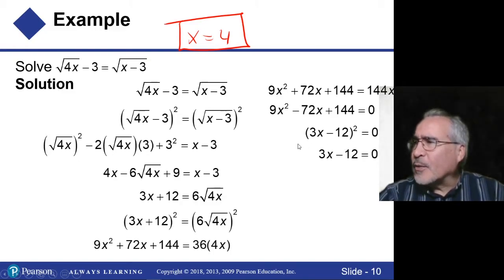Then you take the square root of, well, actually, this is 3x minus 12 times 3x minus 12, right? So we can just say whatever's in here, if it's equal to 0, it's going to be equal to 0. Add 12 to both sides, divide by 3.